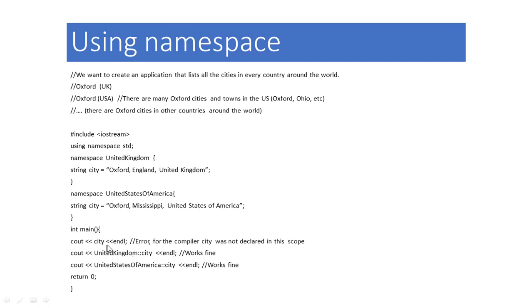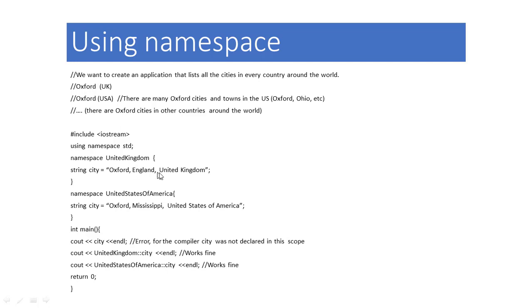If we say cout city endl, we will get an error message because the compiler would complain that city was not declared in this scope. So the compiler doesn't know which city you are referring to. Well, if we say cout United Kingdom, that's the namespace, :: city endl, this works fine because the compiler will understand that you are referring to this namespace United Kingdom, which is this one, and inside that namespace it will look for city, which is this one here.